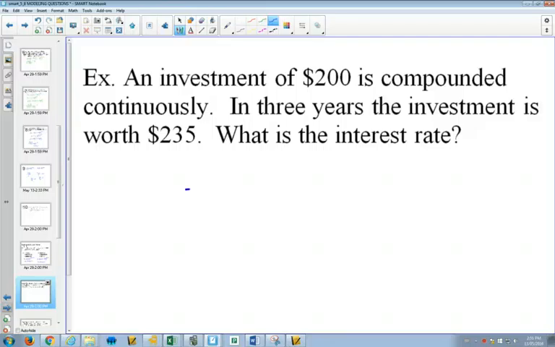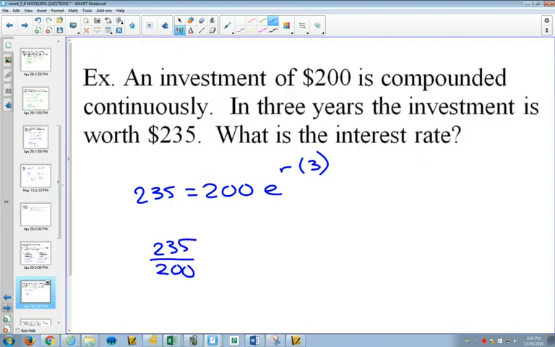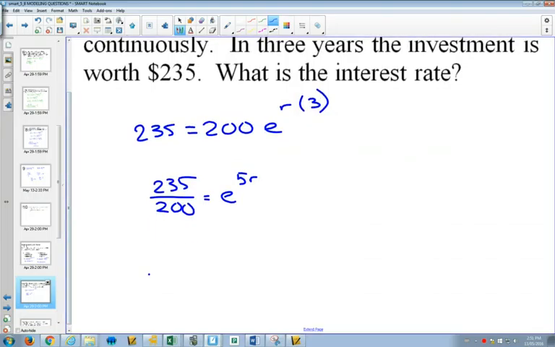So here, filling things in, it's worth $235. You started with $200. The interest rate, r, you don't know. The time was 3 years. How do we solve for r in the exponent? Again, I would probably divide both sides first. And because the base is e, it really makes sense to use the natural log.